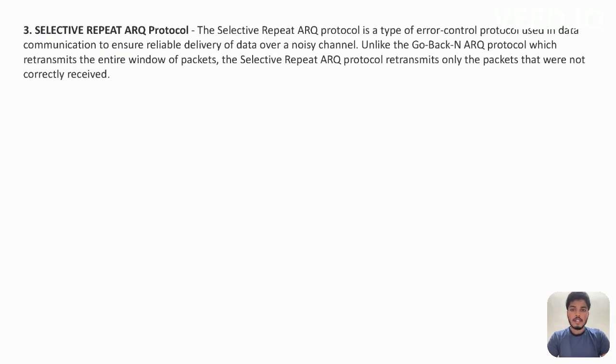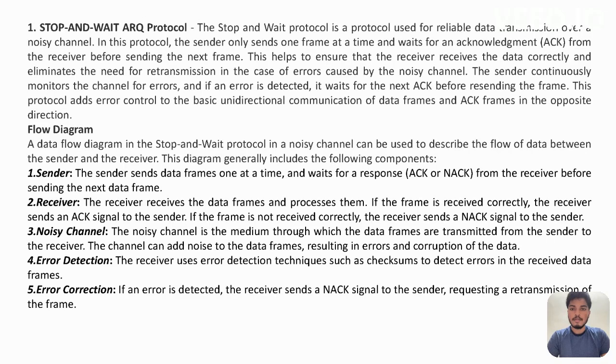Third, the selective repeat automatic repeat request protocol is a type of error control protocol used in data communication to ensure reliable delivery of data over a noisy channel. Unlike the go back N protocol, which retransmits the entire window of packets, the selective repeat ARQ protocol retransmits only the packets that were not correctly received. As I already mentioned, the stop and wait protocol.